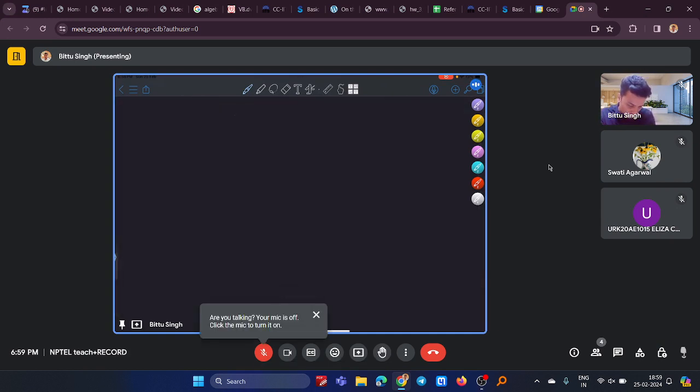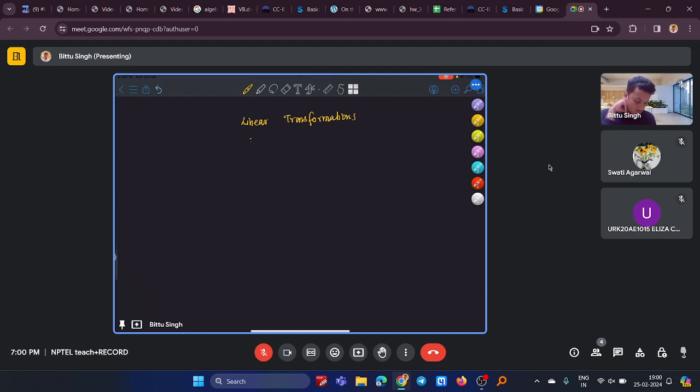Today we'll discuss those topics. Linear transformations, and in particular isomorphism, some notions like nullity, rank. Those are the topics. What is linear transformation?